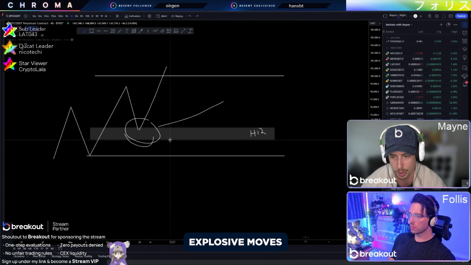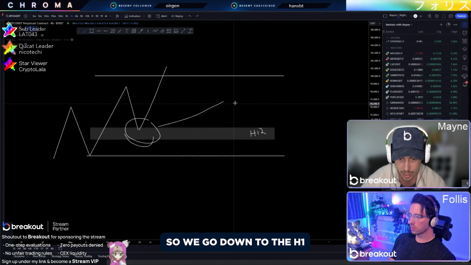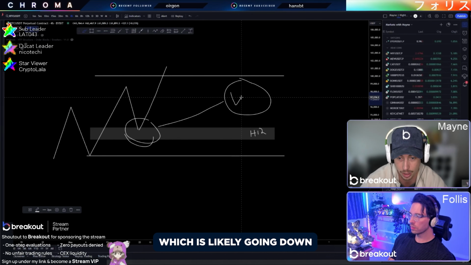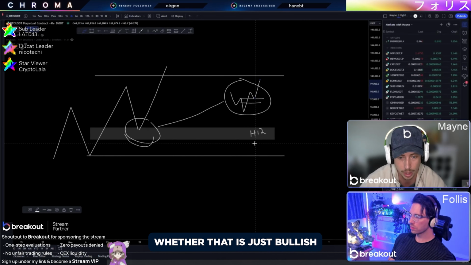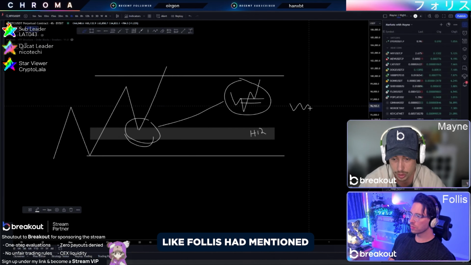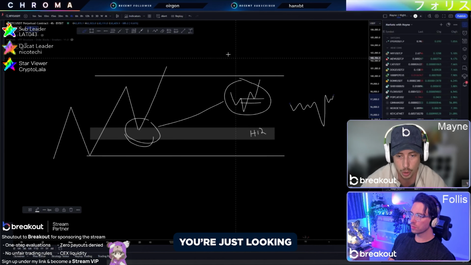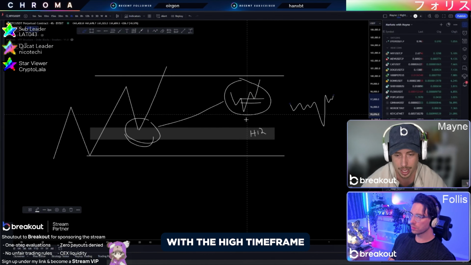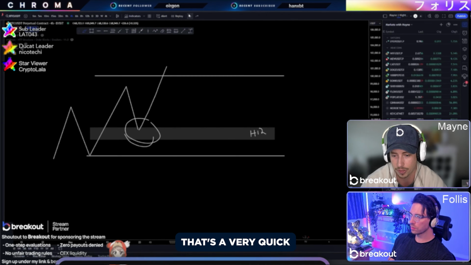Because the most explosive moves are going to be ones where the high time frame and the low time frame are in sync. So we go down to the H1 and we're looking for price, which is likely going down, to then give us a clue that it wants to start going up. Whether that's a breaker, whether that is just bullish market structure, whether that's a range like Fullest had mentioned, and then a break below the range and then a reclaim, whatever you want it to be, you're just looking on the lower time frame for a clue that it's going to sync back up with the high time frame. And that's what I'm basing my entry on. So that is the entire strategy. That's a very quick overview of it.